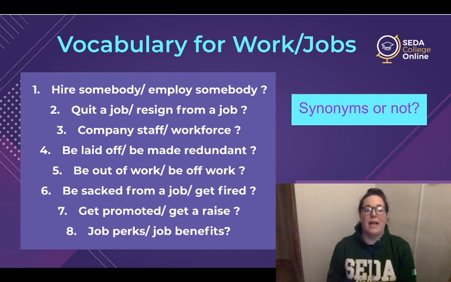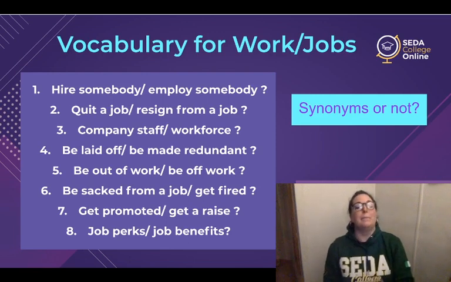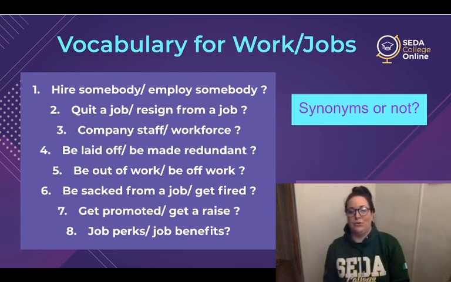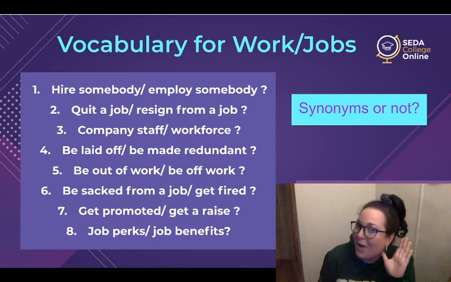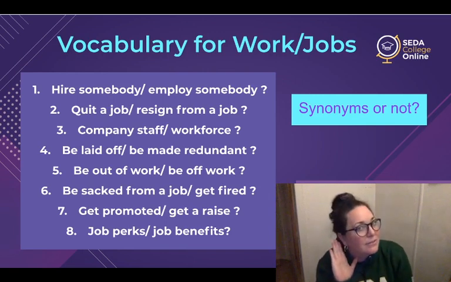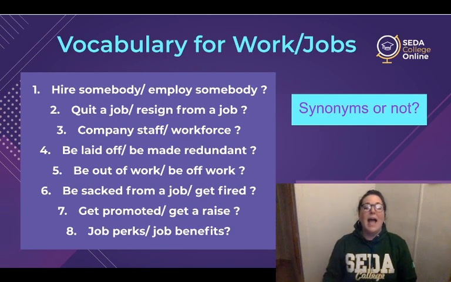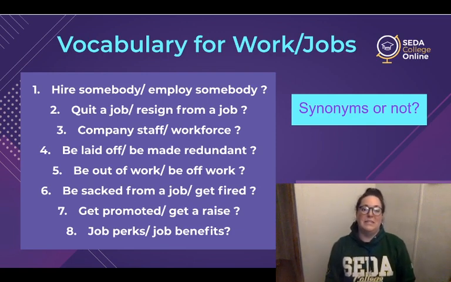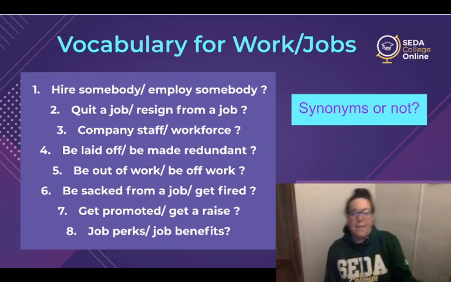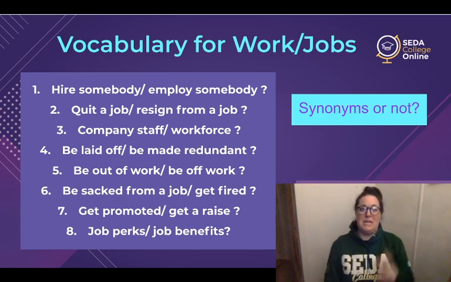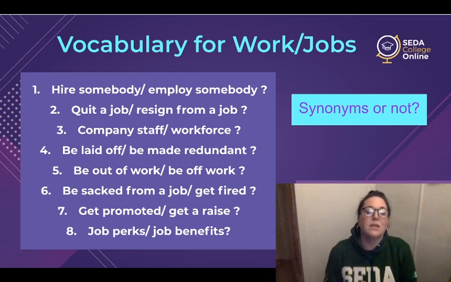Awesome. Okay, number 5. Be out of work. Be off work. Let's do that. Be out of work. Good. Be off work. Yes. Okay. Out of work. So you would say, I'm out of work. I'm off work. That's where the be comes in. You conjugate it for the subject.